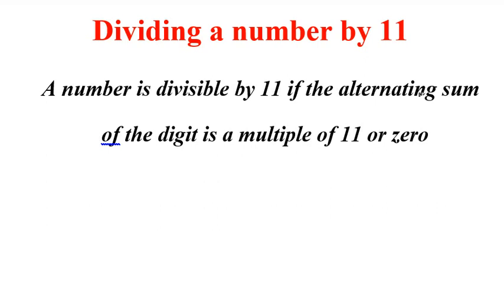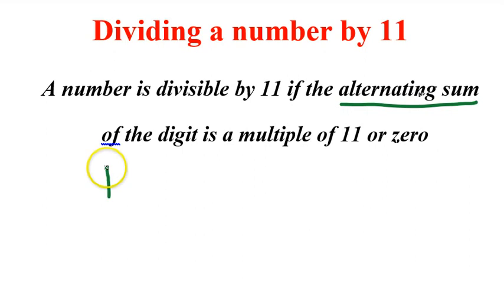Dividing a number by 11. A number is divisible by 11 if the alternating sum of the digits is a multiple of 11 or it gives you 0. Little bit complicated, but it's very simple.